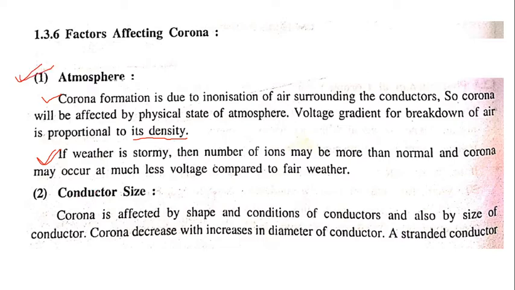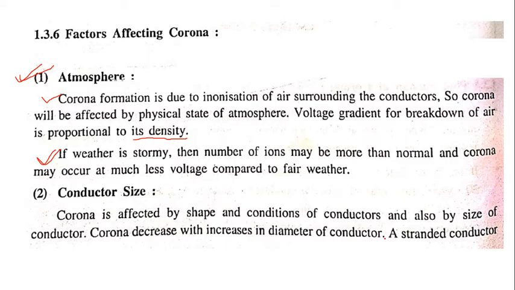Then conductor size. Corona is affected by the shape and condition of the conductor, and also by the size of the conductor. So corona decreases with an increase in the diameter of the conductor. The surface area of the conductor is increased, and the electrons do not move from the conductor to the atmosphere easily, because they have a large area to move in the conductor.